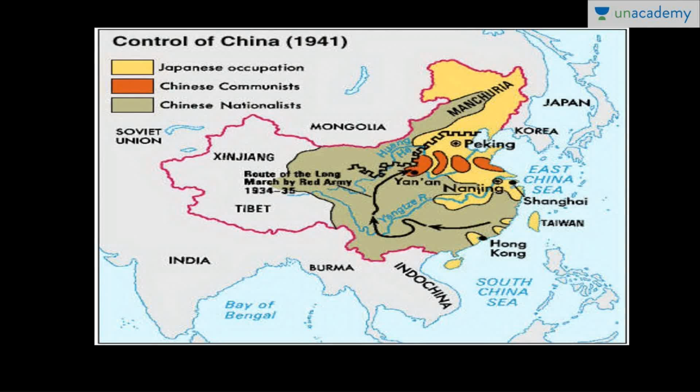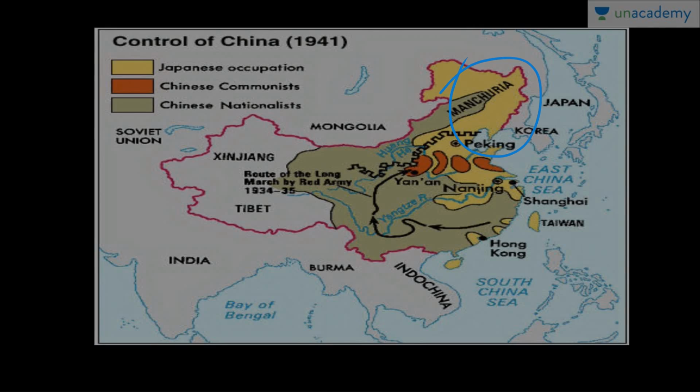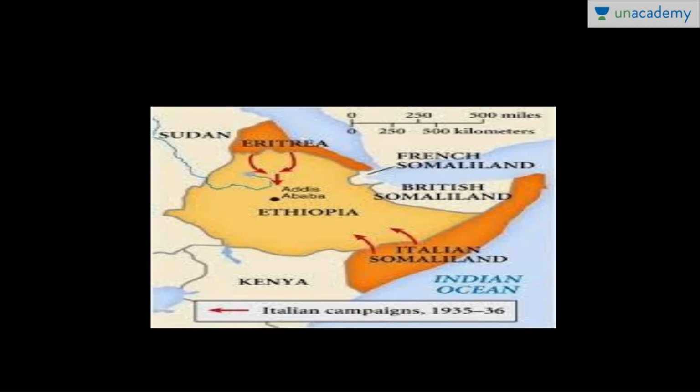So now let us see. As you can see, Japan is invading Manchuria. This is Japan, this is Manchuria, and then Italy was invading Abyssinia. As you can see here, these were the Italian campaigns of 1935-1936.